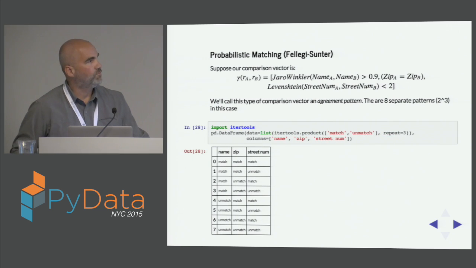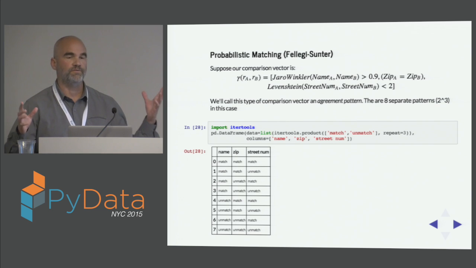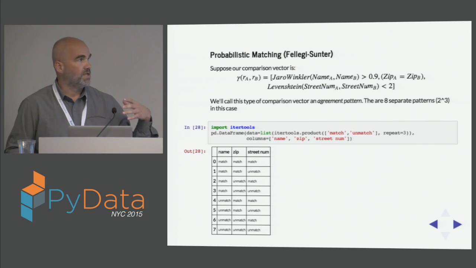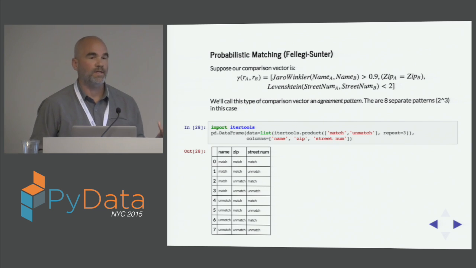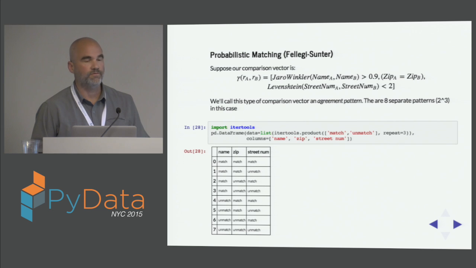So there's this idea of probabilistic matching, which has actually been around since, I think, the 1960s. And these two gentlemen, Fellegi and Sunter, did a paper in the 60s, I believe, that detailed this idea. So in this case, our comparison vector is basically a set of predicates. What I've used here is the first predicate is the name is over a certain threshold, the zip is equal, and the Levenshtein distance between the street numbers is less than 2. And given that comparison vector, there's 8 possible patterns that you could see. I've just delineated them there in this little data frame table.